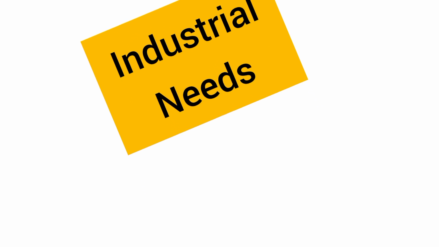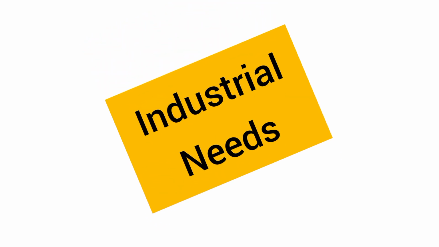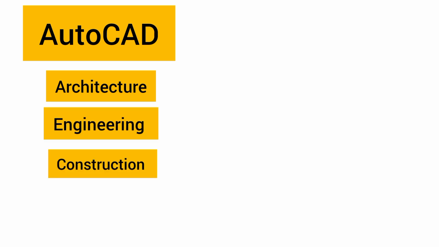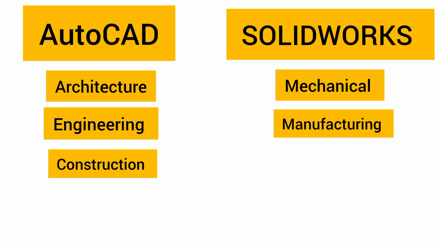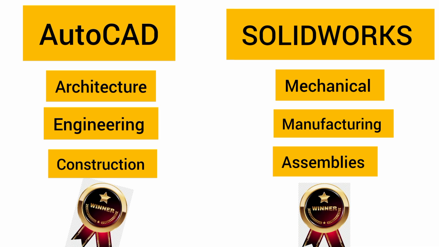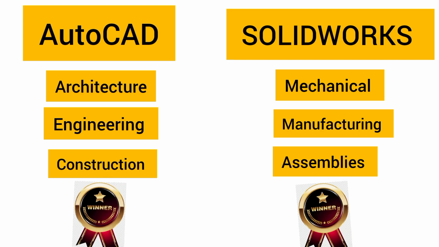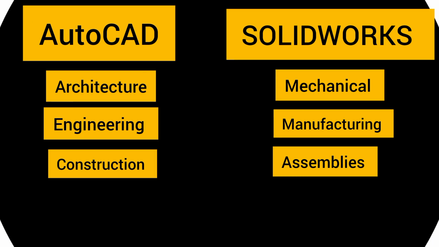Let's see what industry wants. AutoCAD has a strong presence in the architecture, engineering, and construction industries, thanks to its robust 2D drafting capabilities. SolidWorks, on the other hand, is predominantly used in mechanical engineering and manufacturing industries. It's the preferred choice for designing parts and assemblies. So, both have separate domains here, and both are the winners in their respective domains.